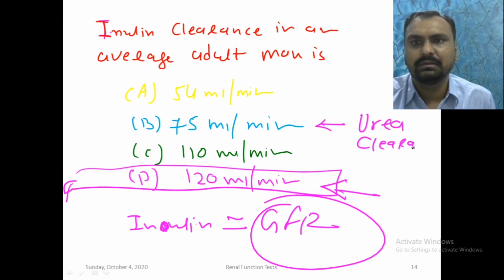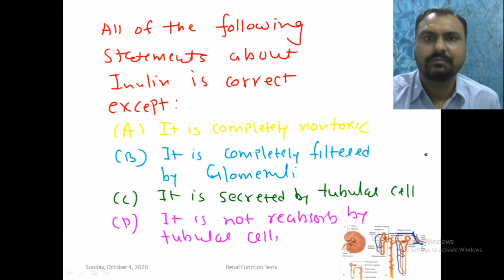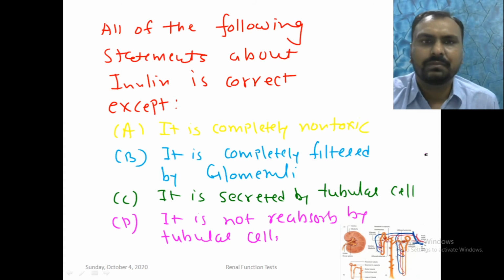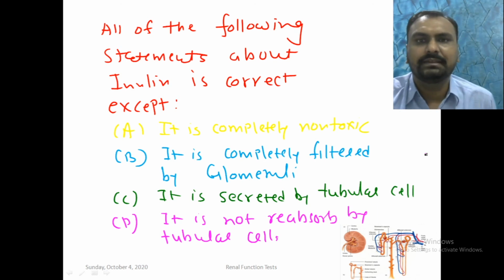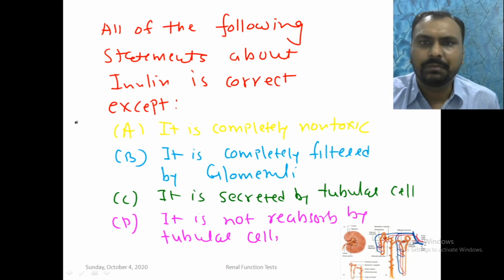Okay, we have seen the previous MCQ, right? All of the following statements about inulin are correct except: A, it is completely non-toxic; B, it is completely filtered by the glomeruli; C, it is secreted by the tubular cell; D, it is not reabsorbed by the tubular cell. So here, it is completely non-toxic, so as such it is non-toxic. This is the right statement.